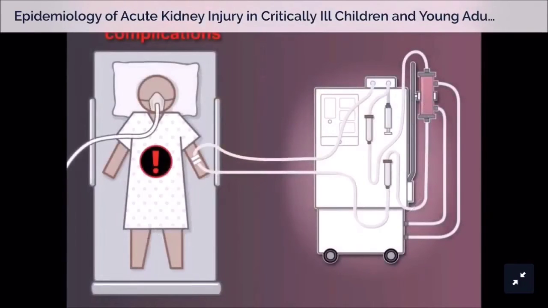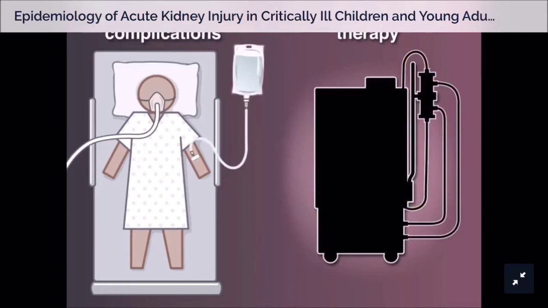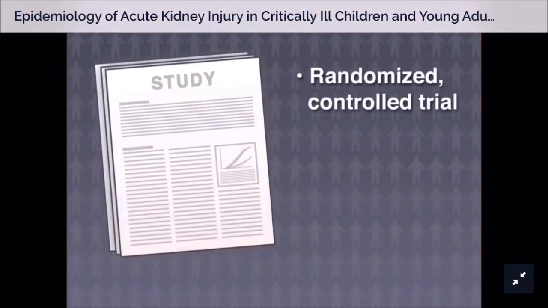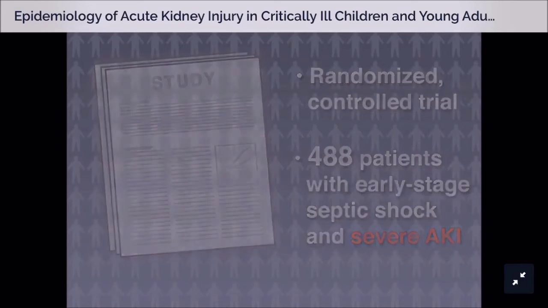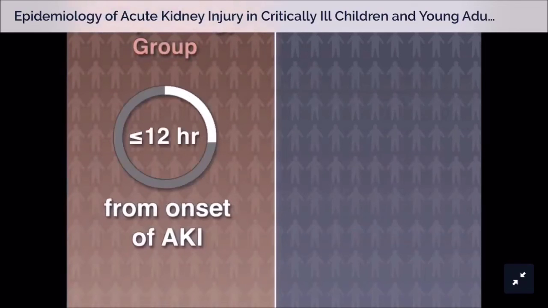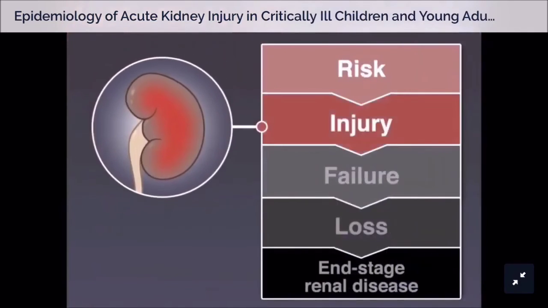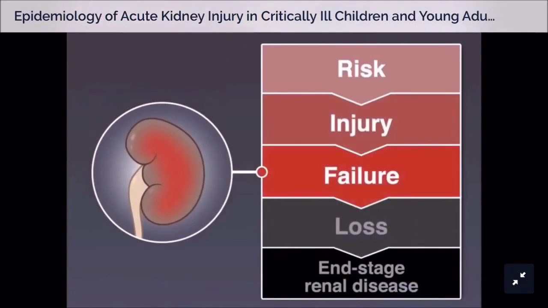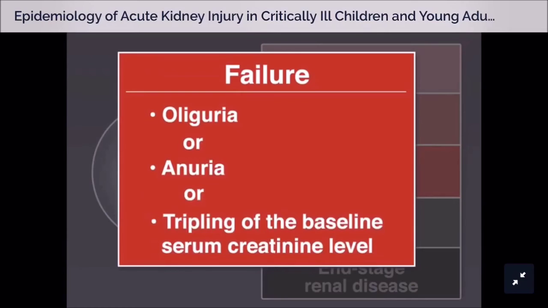Patients with life-threatening complications from acute kidney injury typically undergo renal replacement therapy on an urgent basis. However, in critically ill patients without life-threatening complications, the optimal time for initiating renal replacement therapy remains controversial. In this randomized controlled trial, 488 patients with early-stage septic shock and severe acute kidney injury were assigned to undergo renal replacement therapy either early, within 12 hours after the onset of acute kidney injury, or after a delay of 48 hours. Acute kidney injury was defined by the failure stage of the RIFLE classification, which includes oliguria, anuria, or a tripling of the baseline serum creatinine level.